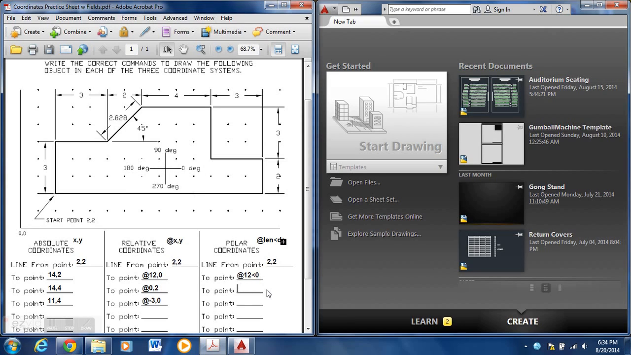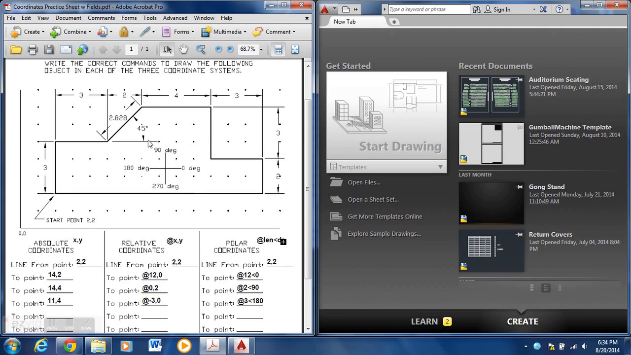The next one is going to be an @ symbol. It is 2 inches long going straight up, which is 90 degrees. @2<90. Okay, our next one, @, we're going 3 to the left. To the left is 180 degrees. So @3<180. You won't use negative distances. You always have a positive length, but you can have negative degree angles.